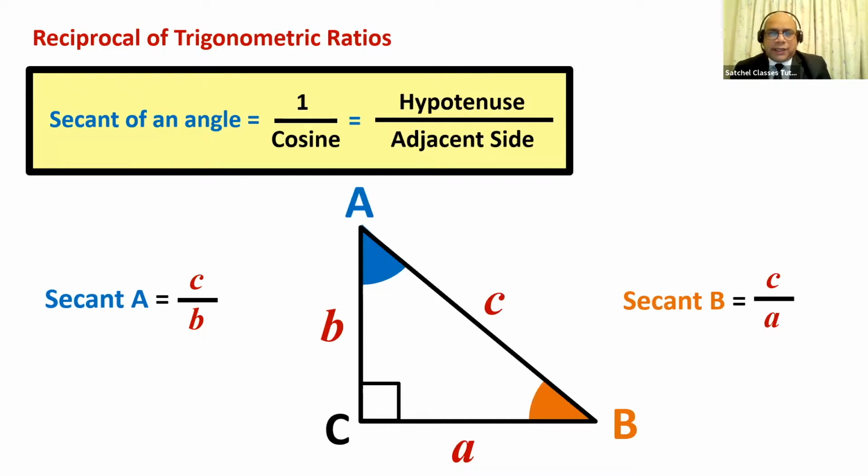Similarly, secant of angle B would be hypotenuse, which is C, divided by the adjacent side of angle B, which is A. Secant of an angle is also called sec in short.